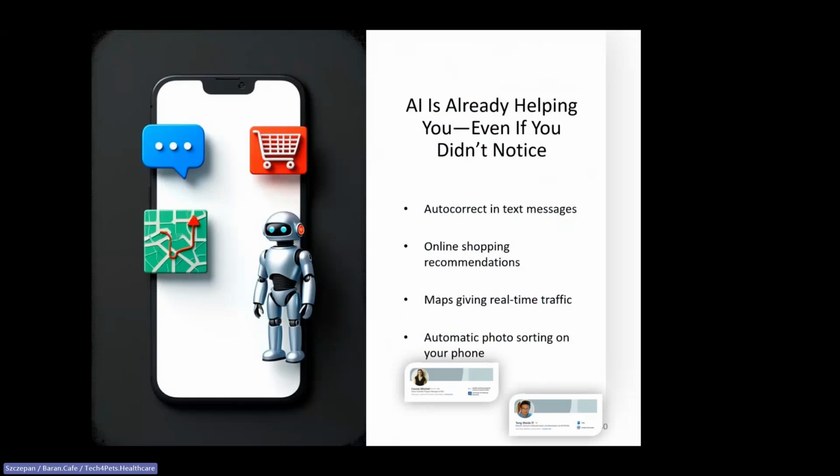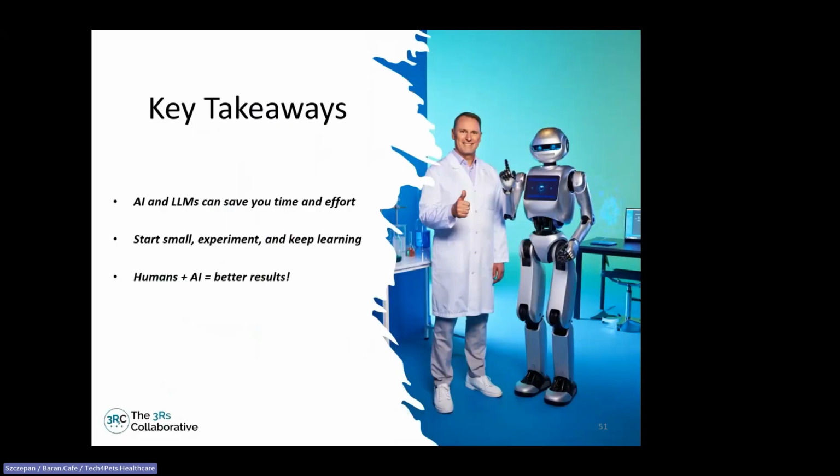And it's here to help, right? So even if you didn't notice, AI autocorrects your text messages. It helps you with online shopping. It gives you, if you use Google Maps or any other of the platforms, automatic photo sorting on your phones. These are some examples of AI.